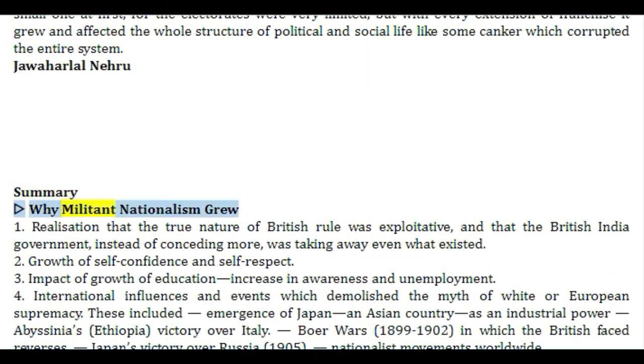Summary: why militant nationalism grew. 1. Realization that the true nature of British rule was exploitative, and that the British Indian government, instead of conceding more, was taking away even what existed. 2. Growth of self-confidence and self-respect. 3. Impact of growth of education, increase in awareness and unemployment.